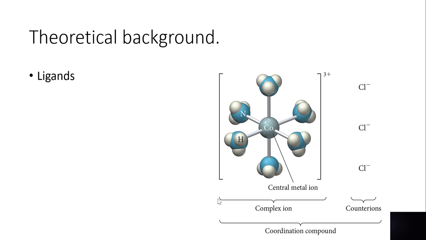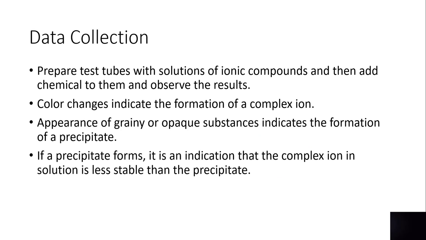We'll also be looking at forming compounds that are not existing as ions and making comparisons. So you'll be preparing a series of test tubes with solutions of these ionic, chromic compounds, and then you'll be adding chemicals and observing the results as you do that.